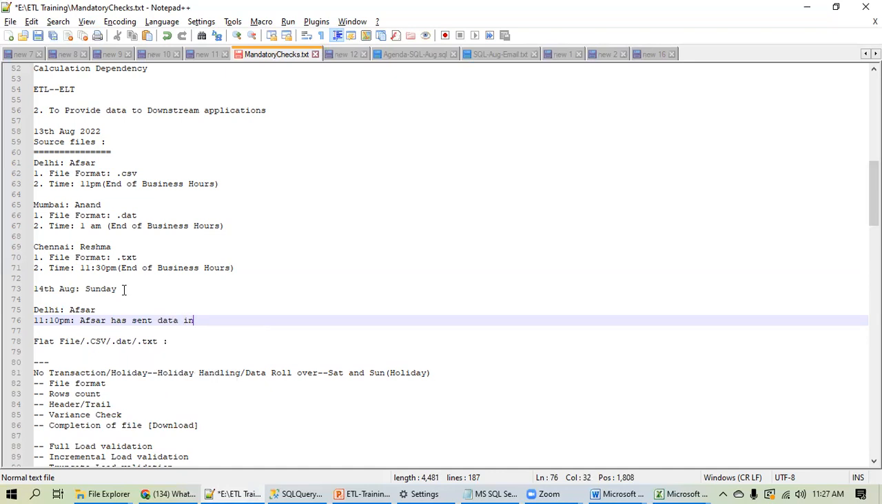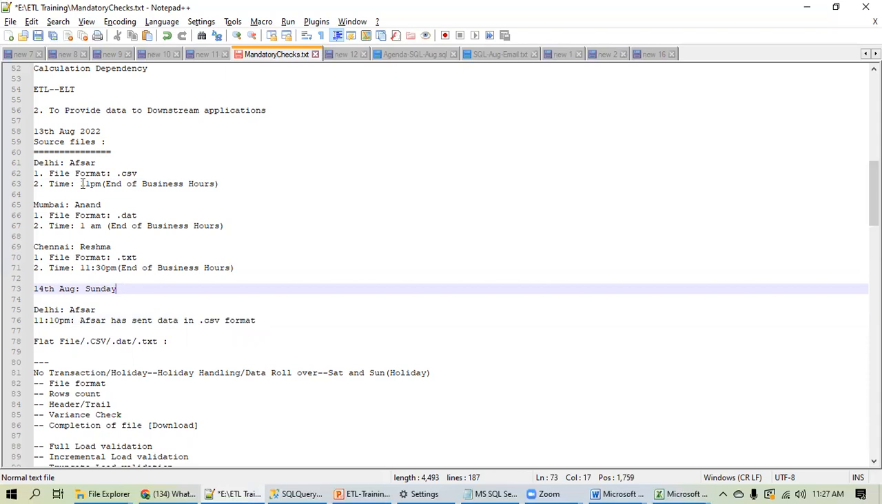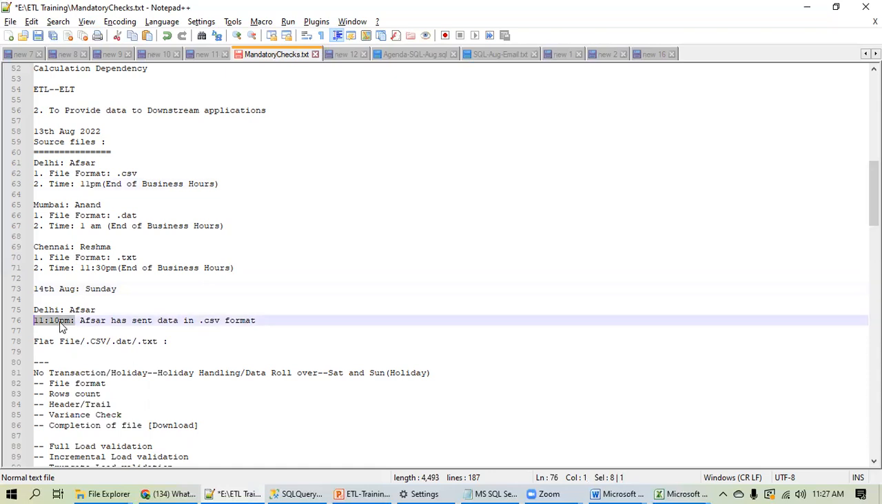Data in .csv format. Okay. I called Officer. I told him, Officer, you told me that you will send by 11 p.m. Why are you sending by 11:10 p.m.? He told me that it takes some time to do all this calculation. That's why he'll be 10 minutes late. I told him okay, fine, no issues. I will tell you why this 10 minutes is important. That's why I'm highlighting it.